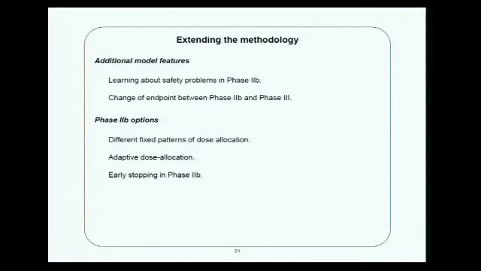Additional model features: we could be learning about safety in phase 2. Quite often you have a short-term endpoint in phase 2, so that's not the real endpoint that you're going to look at in phase 3. So what if you're learning about that? You'd have some correlation between those endpoints in your model, but they may not be identical.